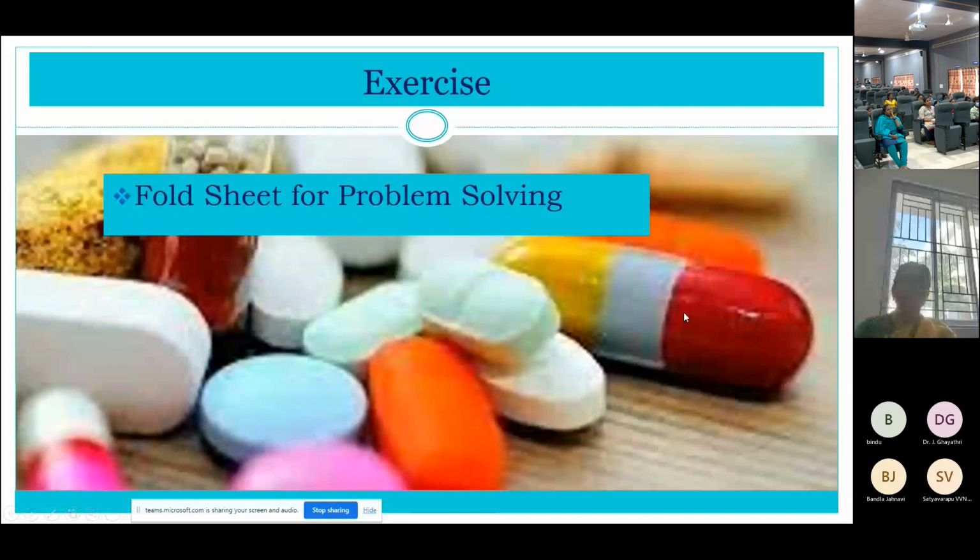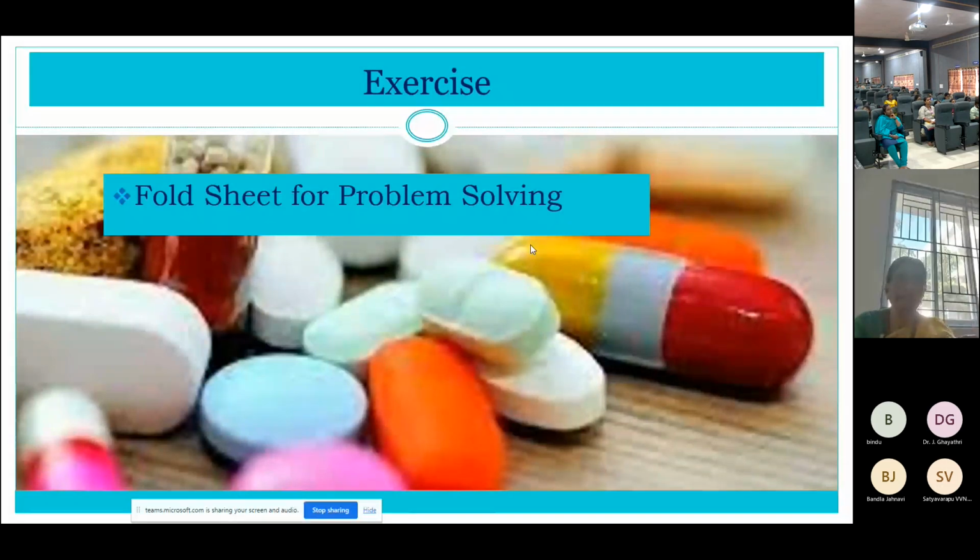So here, as an exercise, if you have a paper, you can fold it into 8 parts. Then you can write your problem. First, you can mention your problem, and in the second sheet, you just fold the sheet into 8 and open it. Then you write your problem. Then, in all the 7 parts, you write the solutions for that problem. Then you can analyze what solutions are available and which solution you can act on.